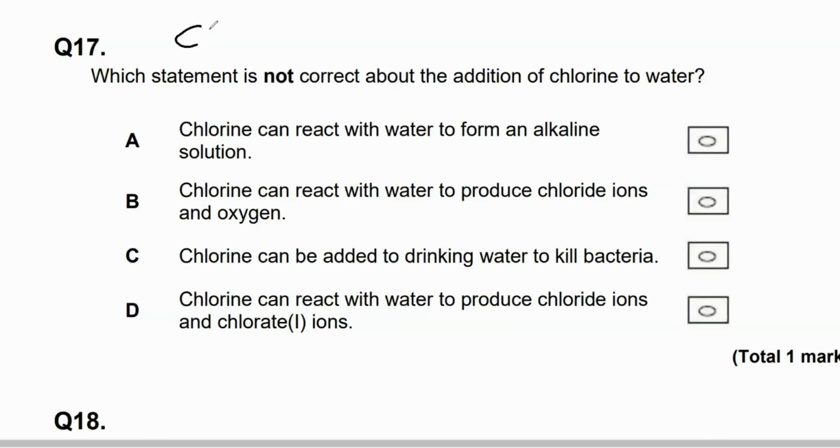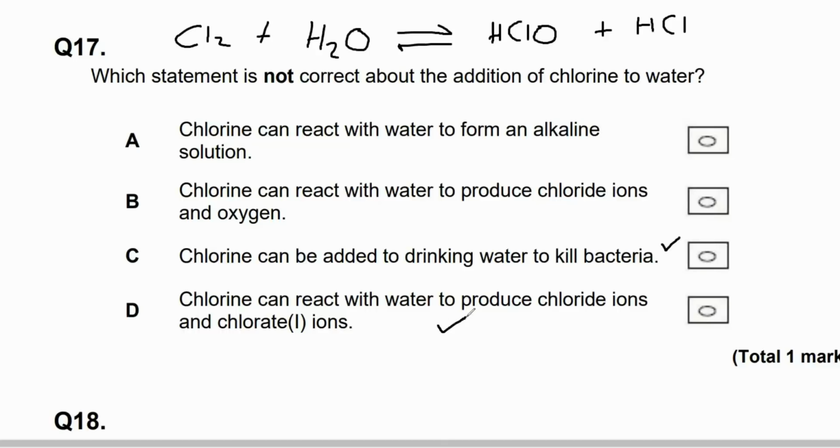Which statement is not correct about the addition of chlorine to water? So let's have a look at the equation. If you add chlorine to H2O, you're going to make hydrochloric acid, or chlorate ions, ClO minus, or you can write HClO. And you're going to make hydrogen chloride. So which of these is not correct? Well, the bottom one, chlorine can react with water to produce chloride ions and chlorate ions. Yep, we got that right above there. You get chloride ions in the hydrogen chloride, and you've got chlorate ions in the ClO.